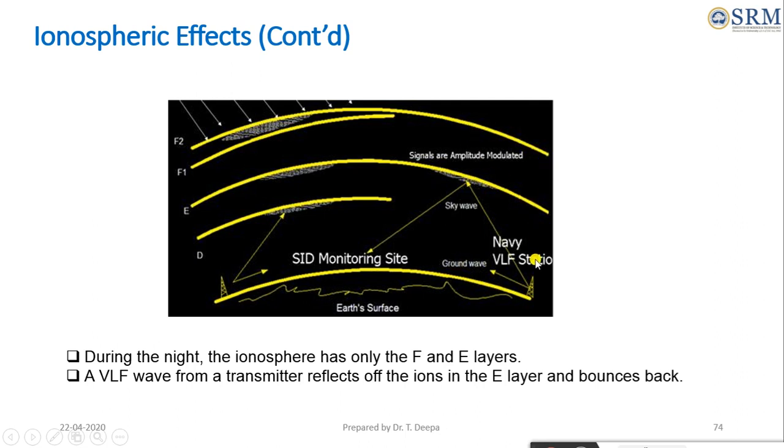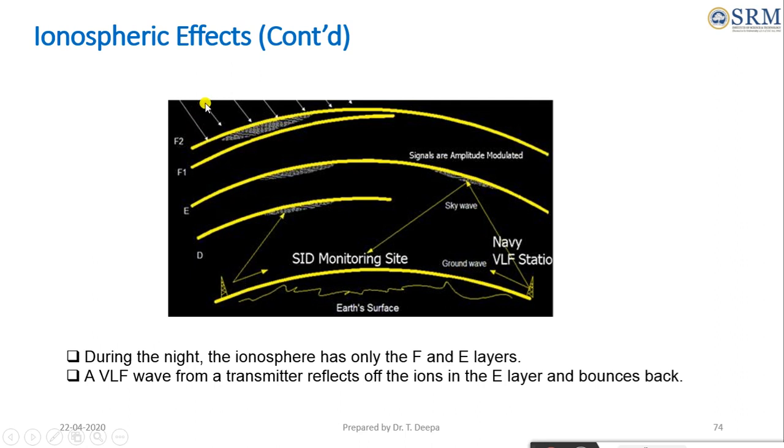A very low frequency wave transmitted from the transmitter is reflected in the E layer itself. As the wave penetrates into the E layer, the wave is refracted towards the Earth during the night time.